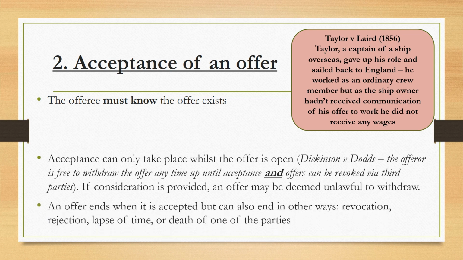An offer typically ends when it's accepted, and then of course we have a contract forming, but it can also end in other ways. An offer can be revoked, which I've just talked about, withdrawal or revocation. It can be rejected. Time could lapse, so the offer just simply goes, or maybe one of the parties dies, in which case the offer would naturally revoke, unless somebody else can take it on.